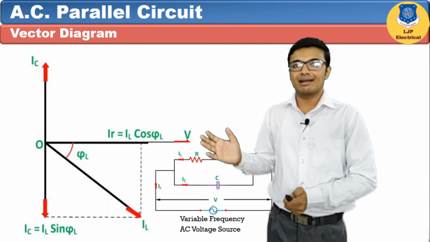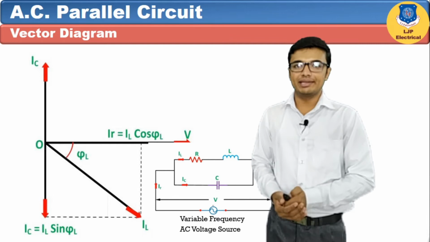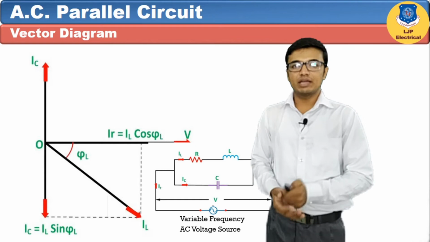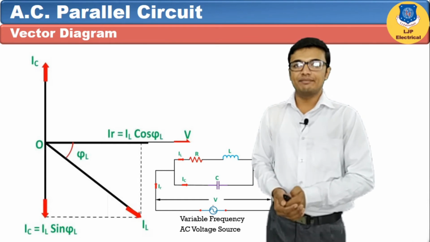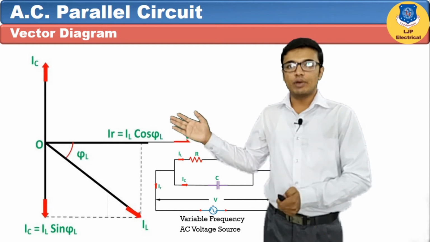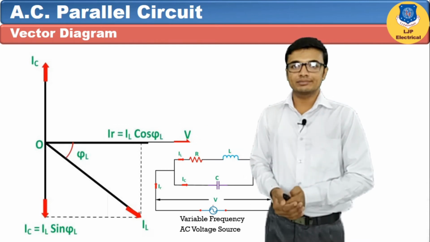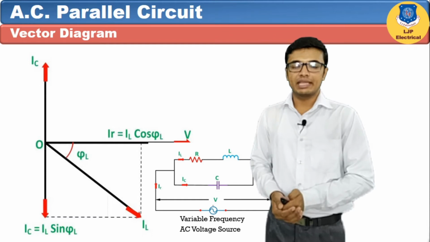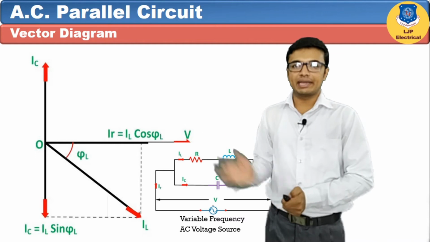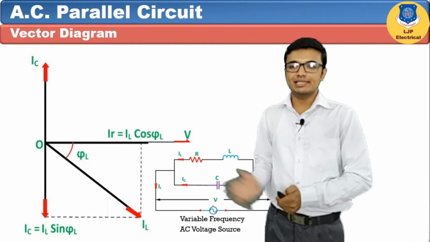And the second branch is the RL series branch. In this branch, the current will lag the supply voltage by, let's say, phi L degrees. The inductor current has two components, an active component and a reactive component. The active component is due to resistance and it remains in phase with the supply voltage. The equation for the resistive component is IR equal to IL into cos phi L. The second is the reactive component, which remains in quadrature to the supply voltage. The equation for the reactive component is IL into sin phi L. And the resultant of the active and reactive components is the total current, shown at phi L degrees, that is IL.